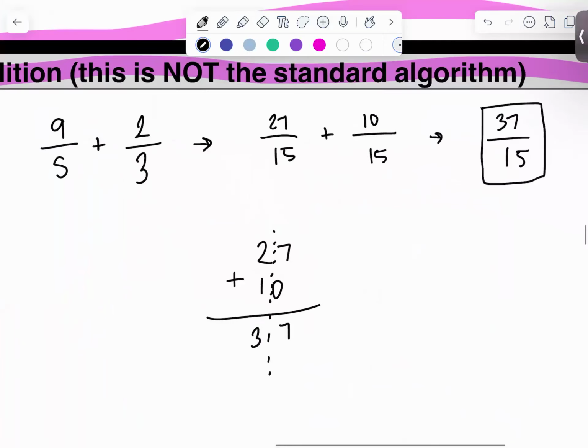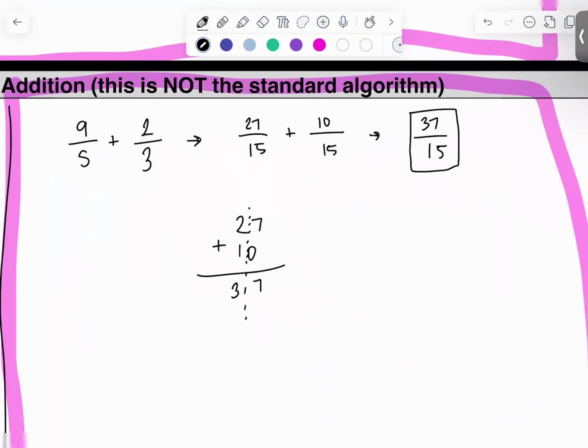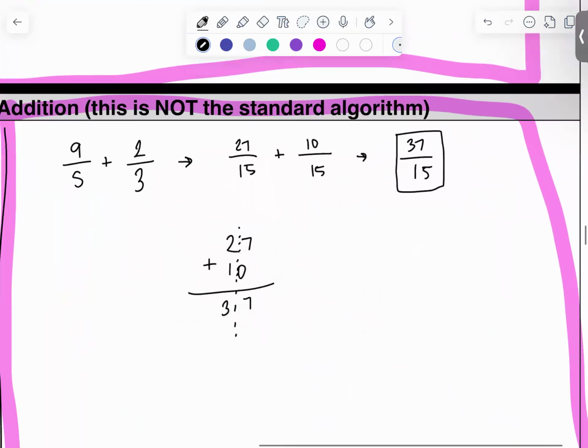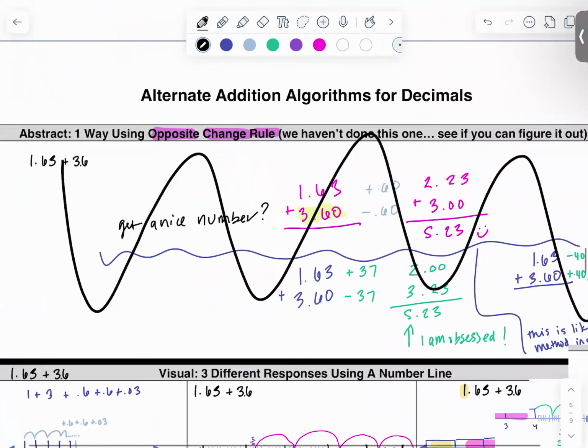And so then when I added all of the numerators together, it gave me 37. I took the 27 and the 10 and I added them using the column method, starting with the ones and then going to the tens. But there wasn't really anything to regroup or combine, so it was just a simple addition. And so I was left with 37/15. And then I just decided to leave that and not change to a mixed number.